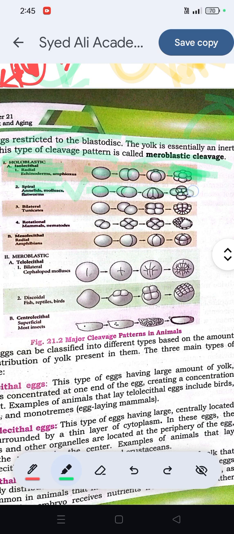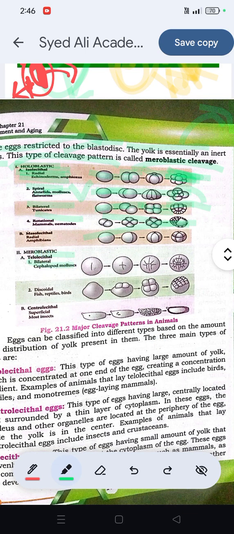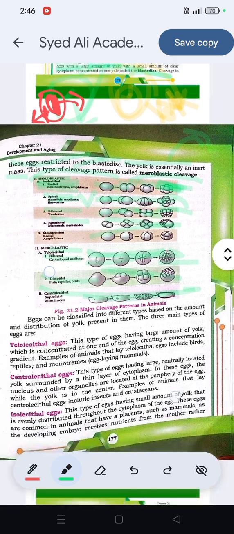The structure you can see here has more cells. Then we have bilateral, tunicate: one cell, then blastomeres, then four, then 16, then so many. Then rotational, in mammals. We have so many other structures. Then we have another type called meroblastic, which is bilateral, like in cephalopod mollusca. Here we get division inside. Then we have discoidal, in fish, reptiles, and birds, like this structure. The last, centrolecithal, like you can see in the structure. So I'm sure it will be clear.